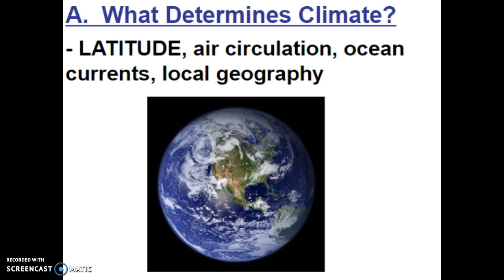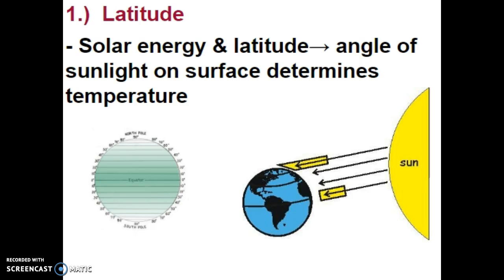So what determines climate? Quite a few things. Latitude can affect climate, as well as air circulation, ocean currents, and the local geography of a region. Latitude is how far a location is north or south of the equator. And because the Earth is tilted on its axis, we have angles of sunlight that will be different spread out over the surface of the Earth. More intense sun rays are found at the equator, whereas weaker sun rays are found at the poles. So the angle of the sunlight will determine the surface temperature.